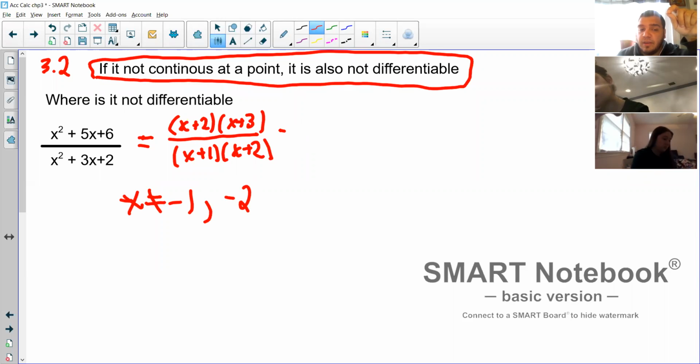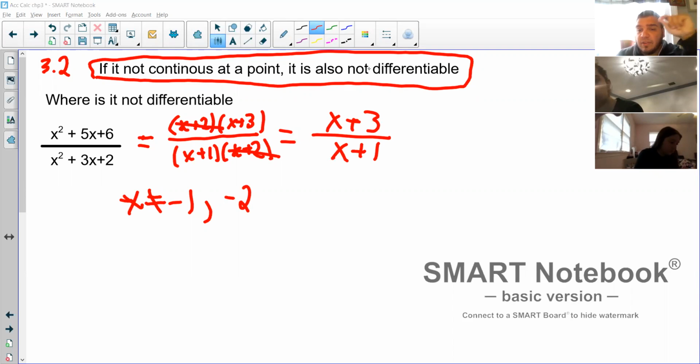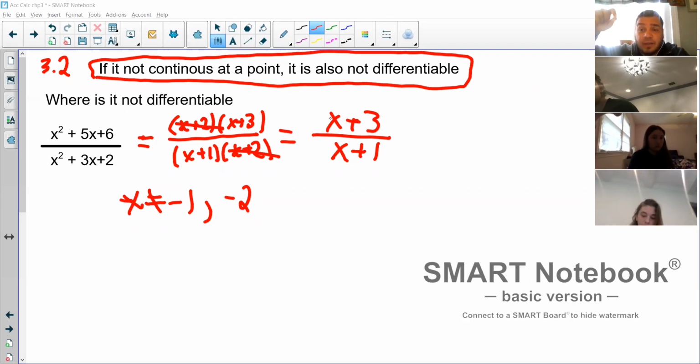Now, I know a lot of you are thinking, but Mr. Tobel, we could cross out the x plus 2. So we got x plus 3 over x plus 1. The reason I picked this question in particular is because, even though I can cancel it out, if we were doing a continuity question, like is it continuous, I would say that one would be a removable discontinuity.